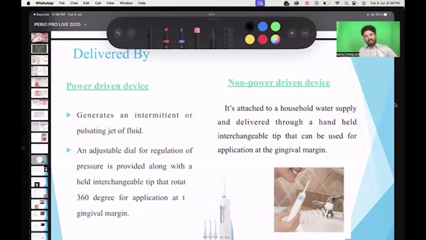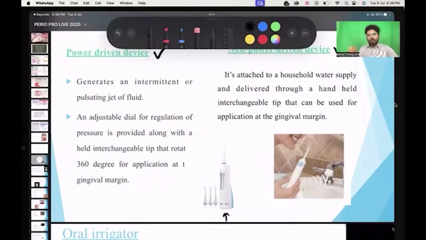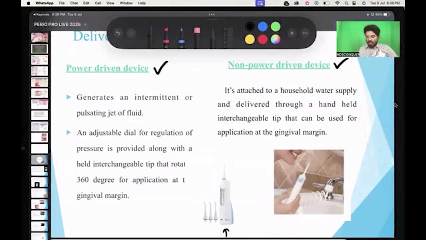Now these systems are available in two different forms. One is power driven. The second one is non-power driven. Power driven is something where you will have a battery, or you will be charging it like your phone. The second one, non-power driven, is where you directly connect the outlet to the regular water flow tap, whatever you have. That is the main difference.